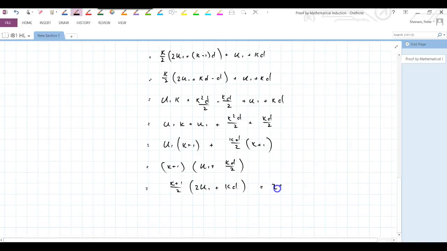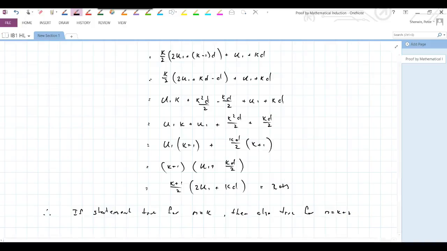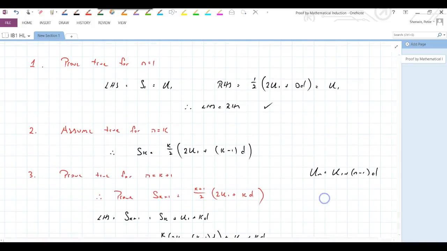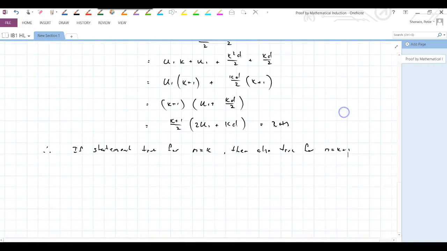So I can say that's equal to the right hand side, and so therefore if the statement is true for n equals k, then it's also true for n equals k plus 1. So we proved that. We proved that because we've used the assumption that n equals k to prove n equals k plus 1. But what we did at the outset in the first step was to prove it's true for n equals 1. So we know it's true for n equals 1.